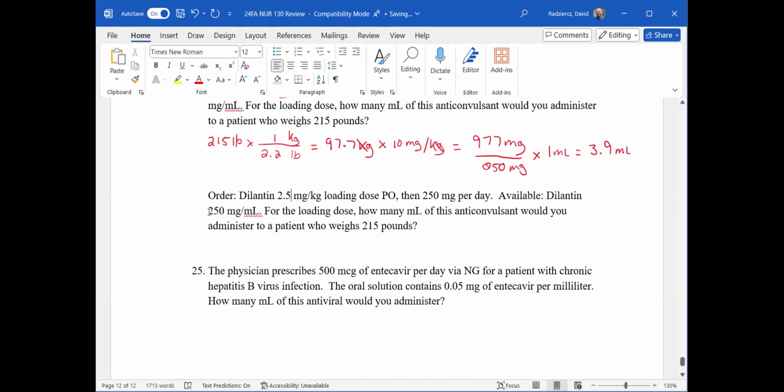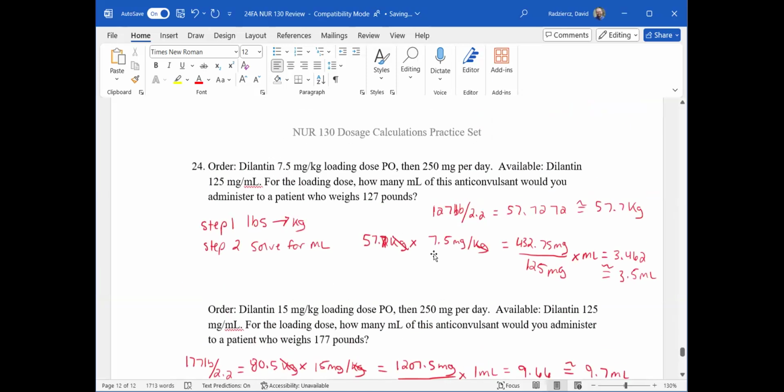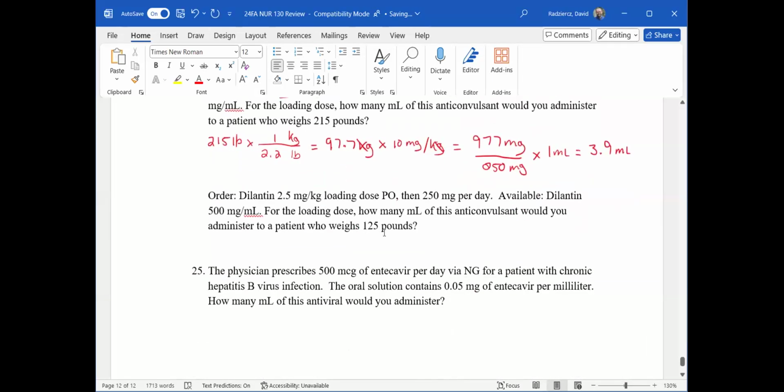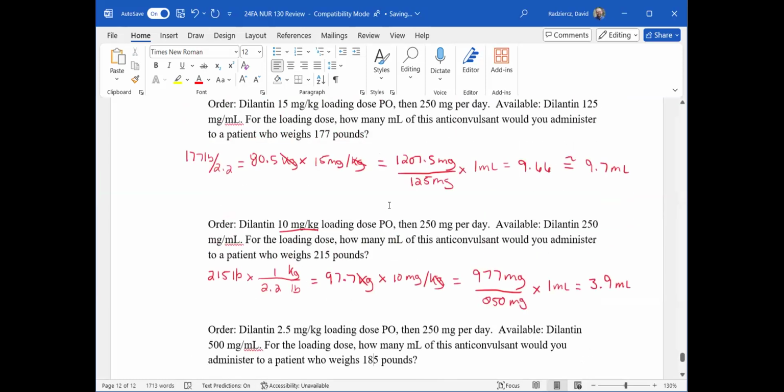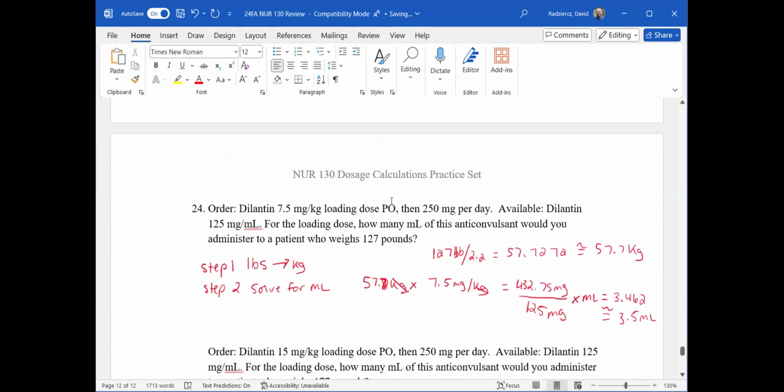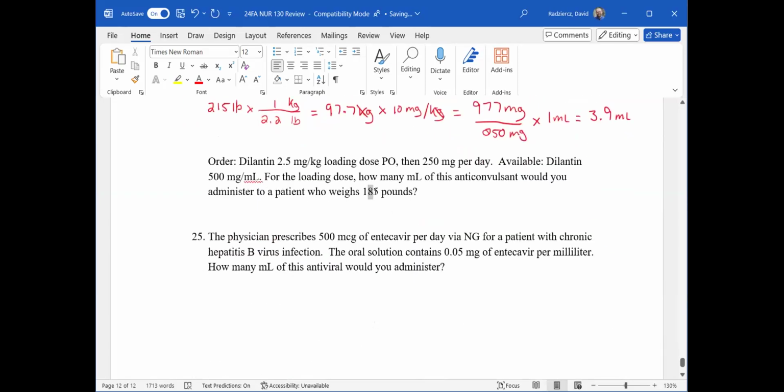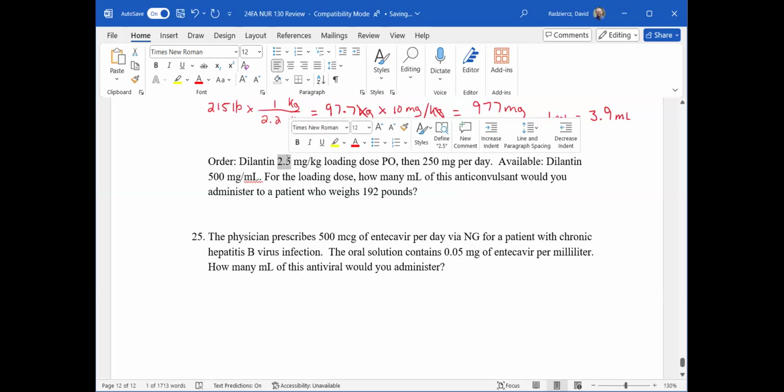Leave that alone. We'll make this be 500 milligrams per milliliter. And we'll make this person be 125 pounds. Let me just see, 215, 177, 127. Oh, we already got one that was close to 125. So let's do 185. That might be good. I'm trying to create a variety of questions by doing that. Let's actually make this 25.